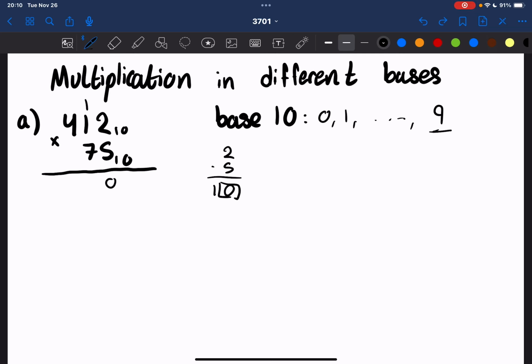Then we do 5 times 1 plus 1, so that's 5, plus 1, that's 6. So we get 6 here. And then what do we get? We get 5 times 4, so 4 times 5 is what? Well, it's 20, right? So we take the 0 and we carry the 2. And of course, there's nothing here, so what we do is we just add the 2. Really straightforward.